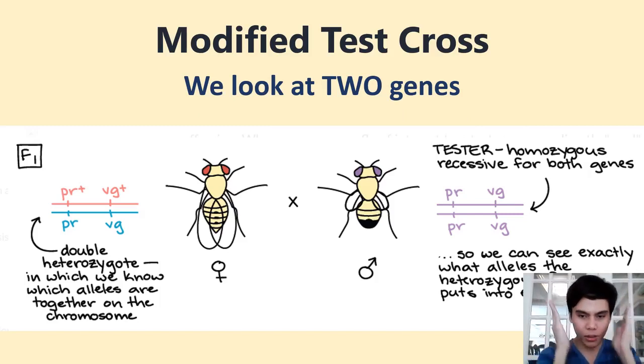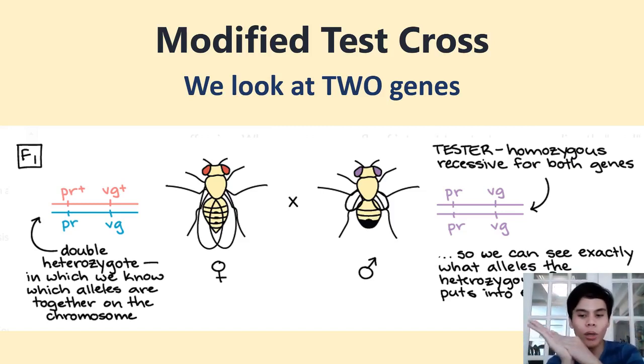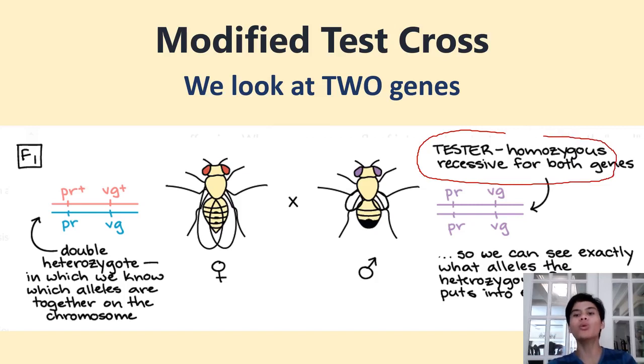Now, when we say test cross, again, in our Mendelian genetics, a test cross is when we cross something that we don't know with a homozygous recessive. In this modified test cross for recombination, we have a tester that's homozygous recessive for 2 genes.